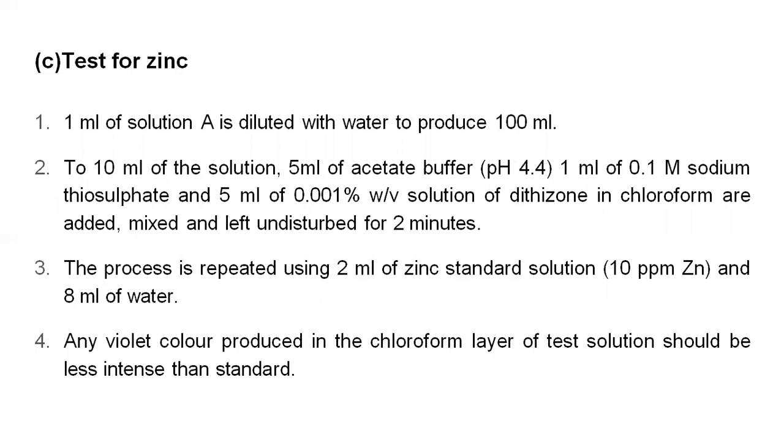Test for zinc. 1 ml of solution A is diluted with water to produce 100 ml. To 10 ml of this solution, 5 ml acetate buffer with pH 4.4, 1 ml of 0.1 molar sodium thiosulfate, and 5 ml of 0.001% weight by volume solution of dithizone in chloroform are added, mixed, and left undisturbed for 2 minutes. The process is repeated using 2 ml of zinc standard solution, that is 10 ppm zinc, and 8 ml water. Any violet color produced in the chloroform layer of test solution should be less intense than the standard.